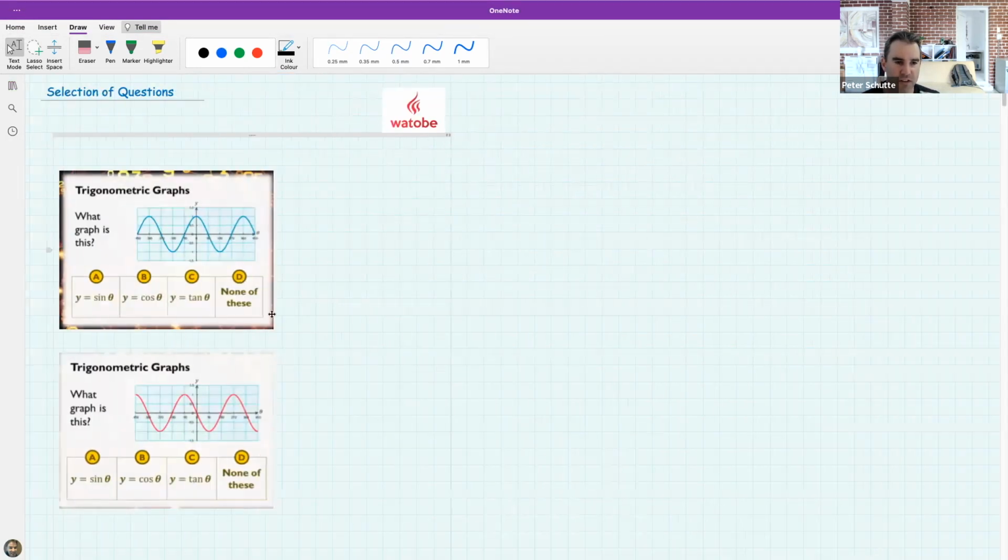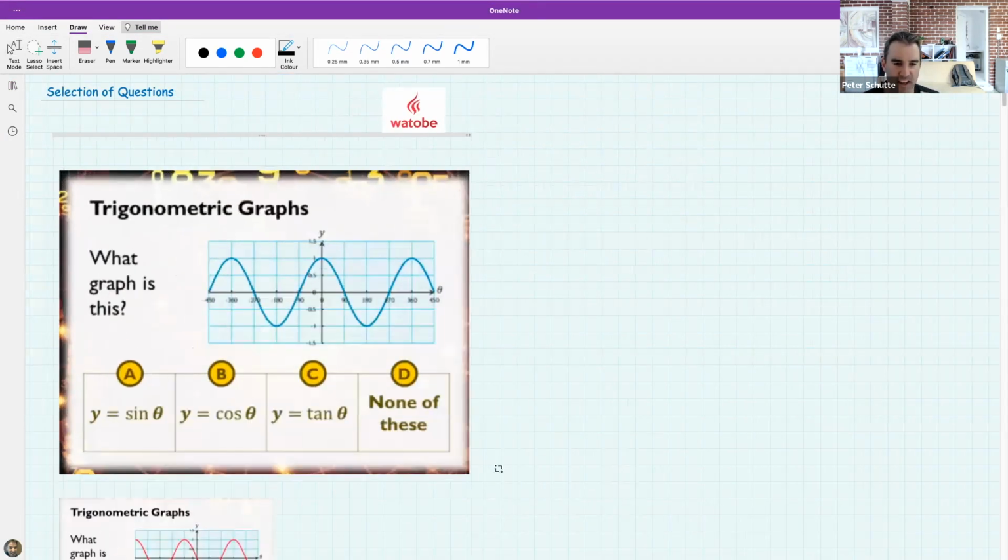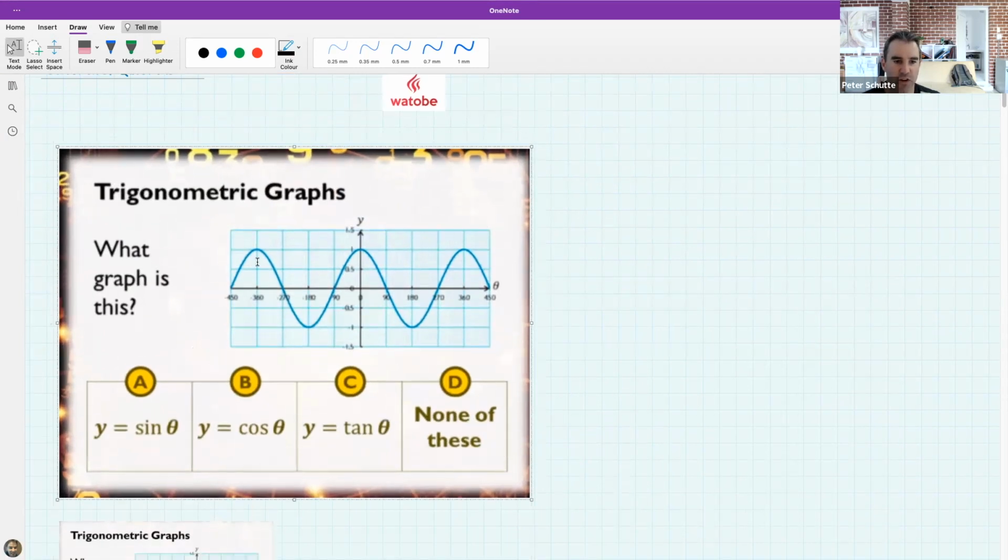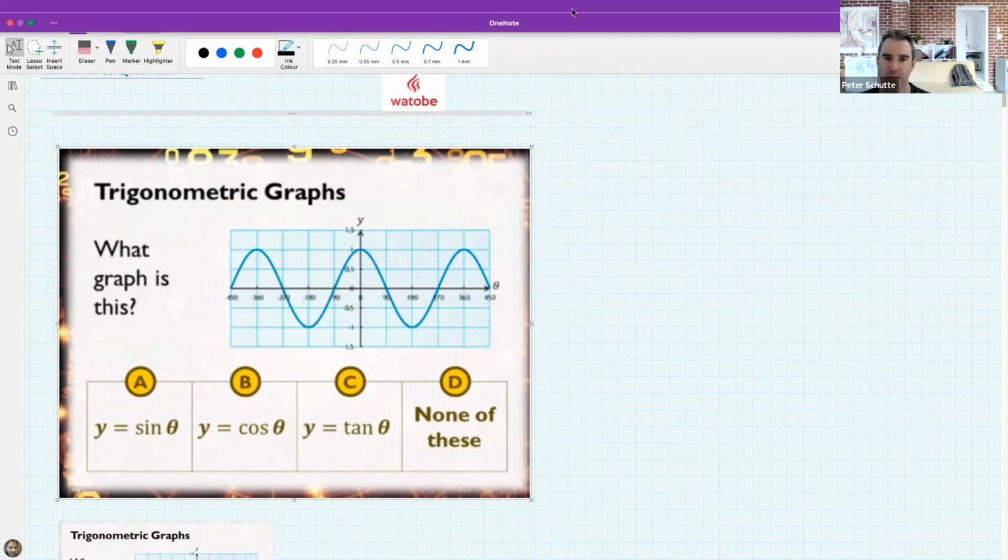What I want to start with is just some warm-up activities, because again, I haven't spent a lot of time with trig graphs with you guys, but let's just get the ball rolling. So I'm giving you a trig graph there. Which of the 4 options do you think is correct? You can pop that in the chat.